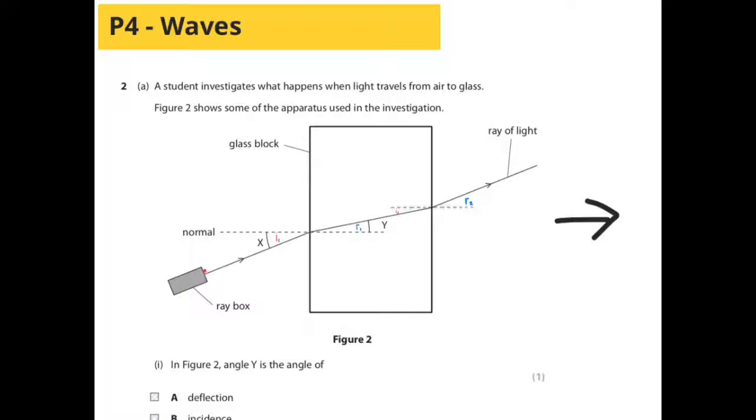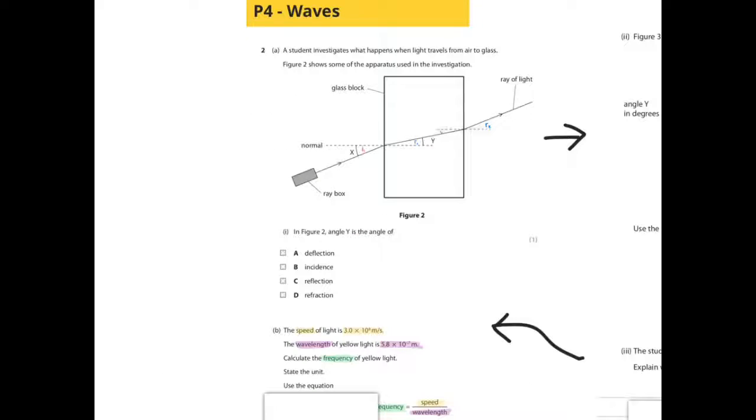So notice the pattern. The light ray refracts towards the normal as it enters glass and away from the normal as it leaves the glass. Also notice how these angles are the same, R1 and I2. So it says figure 2, angle Y, this one here, is the angle of refraction.